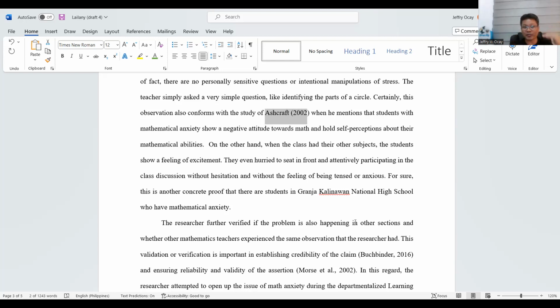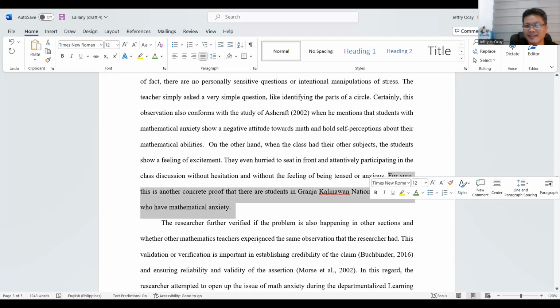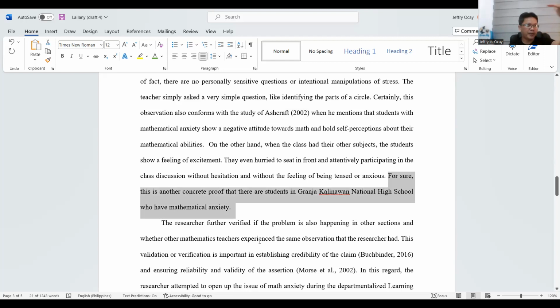We close the discussion in this paragraph because we move to another proof. And then again, we have the concluding sentence. This is open, discuss, close. Open, discuss, close. And it reads, for sure, this is another concrete proof that there are students in Grand Kalinawa National High School who have mathematical anxiety. So, two paragraphs, two major proofs to our claim in the opening paragraph that indeed there are students in Grand Kalinawa National High School who are experiencing mathematical anxiety. So see, the discussion in this paragraph is not hanging.